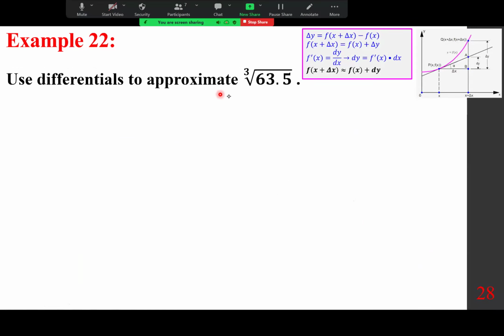Use differentials to approximate the cube root of 63.5. First and foremost, we need a function to represent this. So look at the operation. The operation is taking the cube root, so the function is the cube root of x.